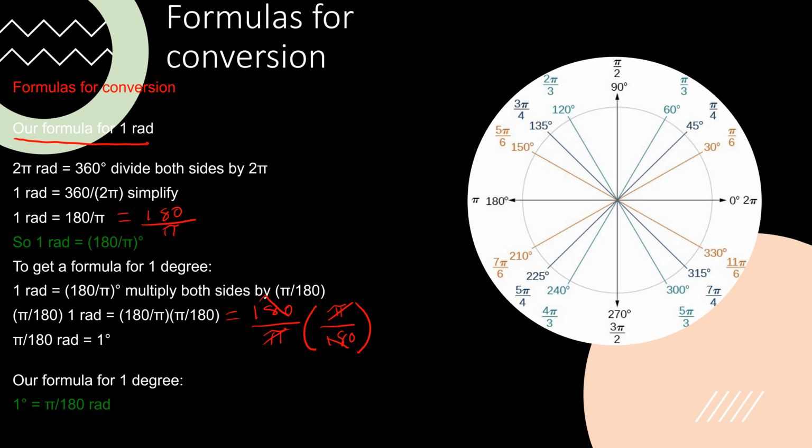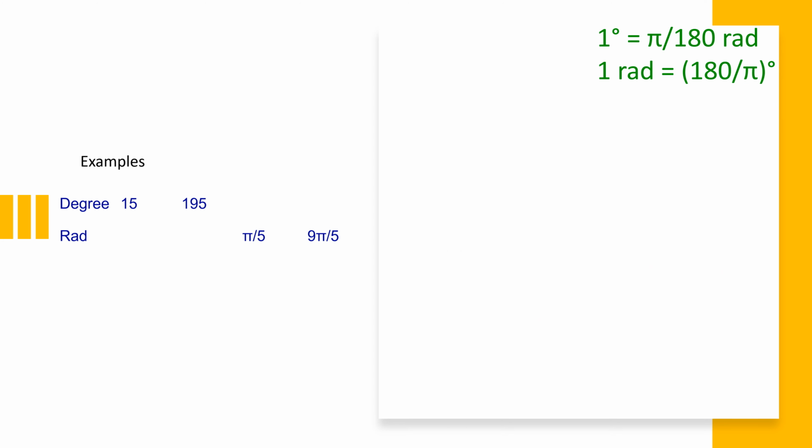So here, pi over 180 radians equals 1 degree. So we have our formula for 1 degree, and we have our formula for 1 radian. We're going to use these formulas to convert between degrees and radians. Right, so let's take a look at some examples.